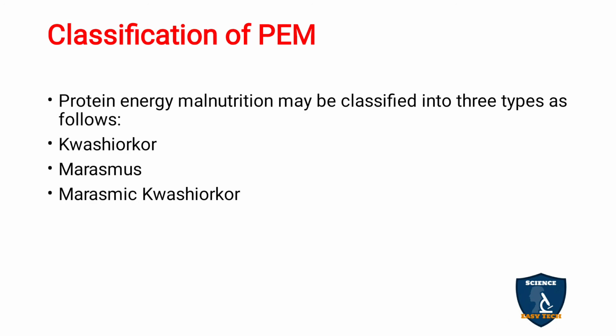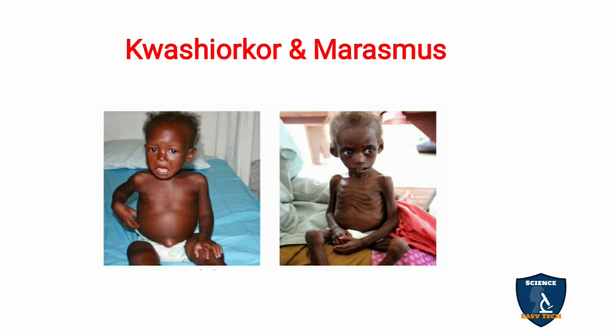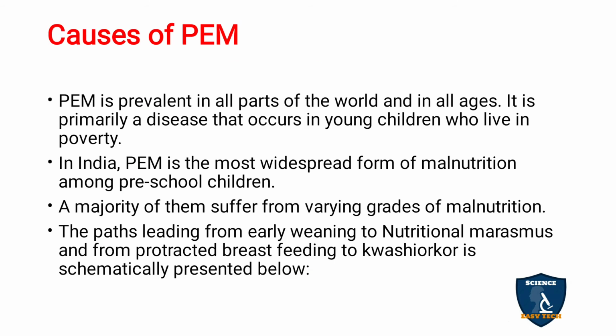So protein energy malnutrition can be classified as Kwashiorkor, Marasmus and marasmic Kwashiorkor. So let's see, the first picture is Kwashiorkor and the next picture is Marasmus. So let's see what the causes of protein energy malnutrition are.